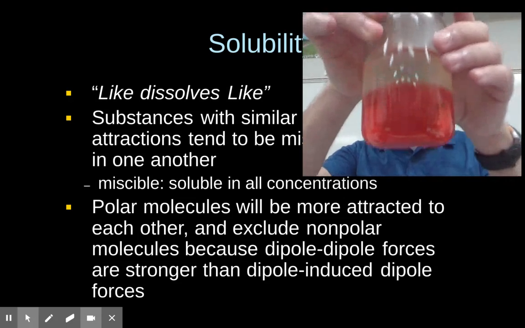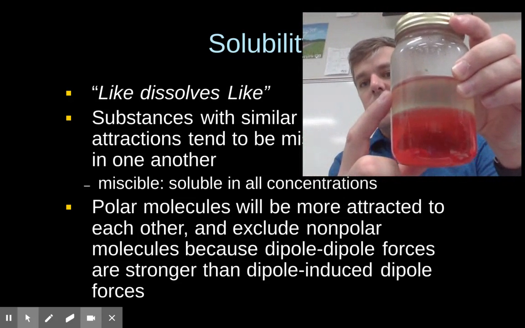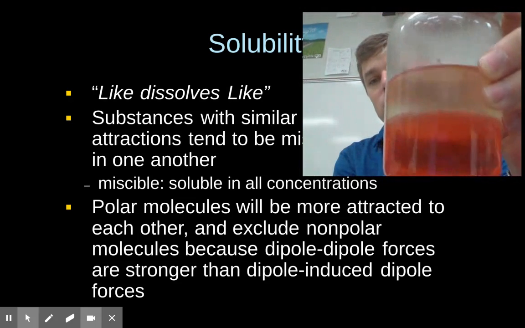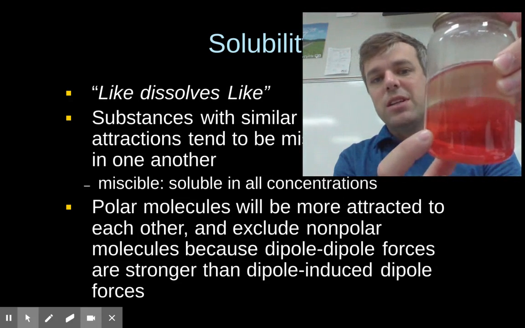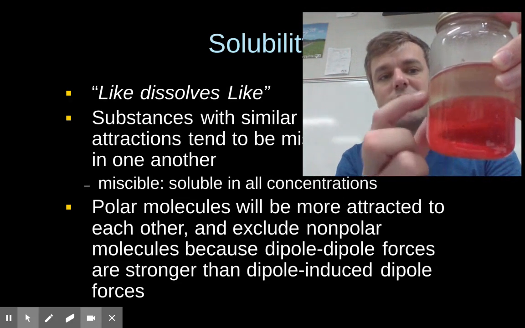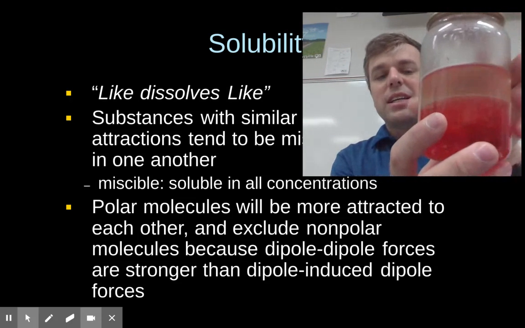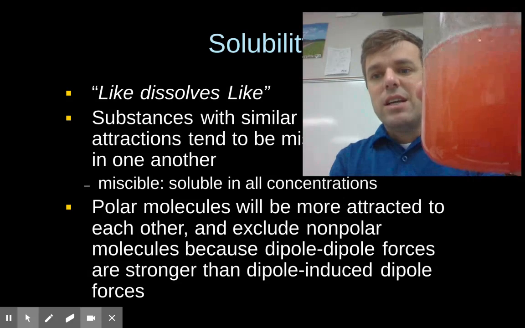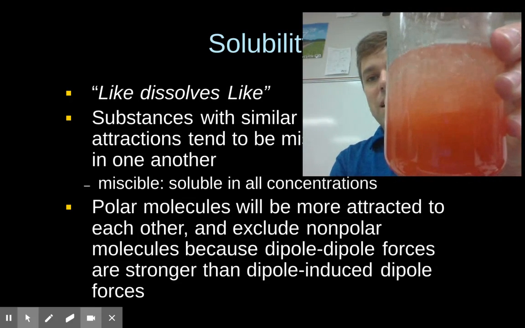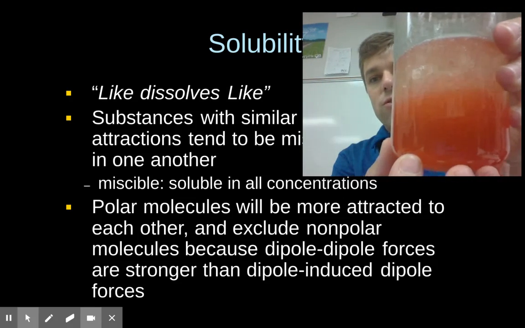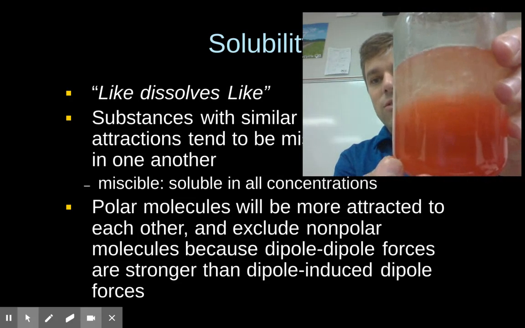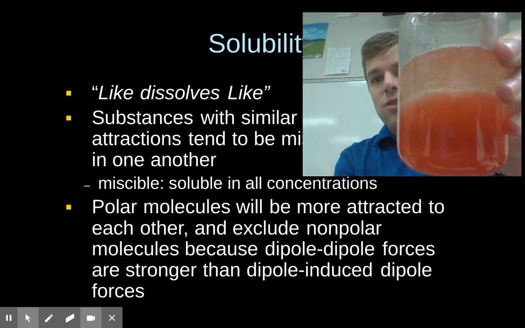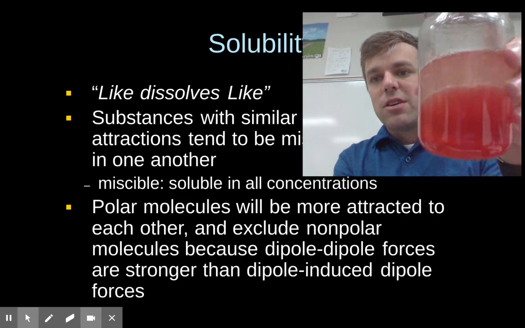And that's why, for instance, in this mixture of oil and water, the water is down here on the bottom. It's more dense, and the oil's up here on the top, and they don't mix. If I try to mix them together, it will quickly get separated back out as the water starts to hydrogen bond with itself, and it basically squeezes the oil back out of the mixture.